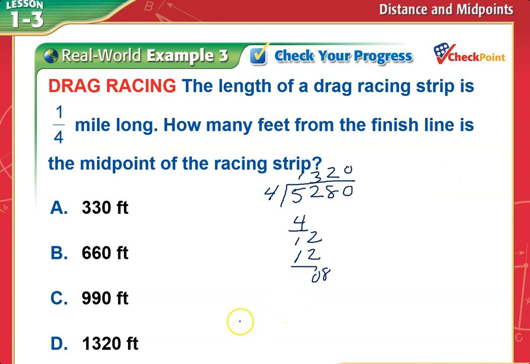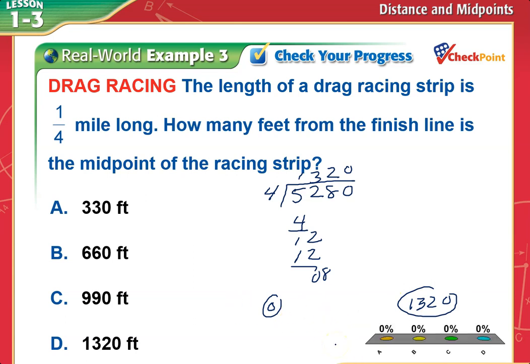But we're going to start at 0, right? And then we're going to end at 1320. So the midpoint would be to add 0 to 1320 and divide by 2, or just divide 1320 by 2. So the answer should be 660.